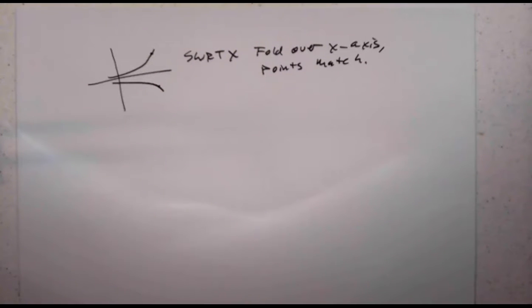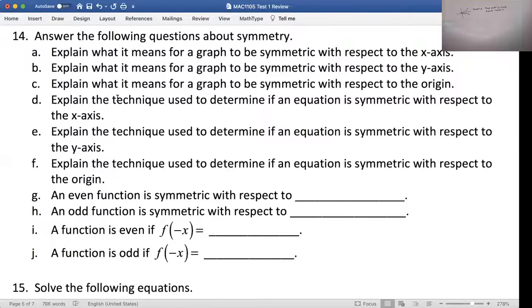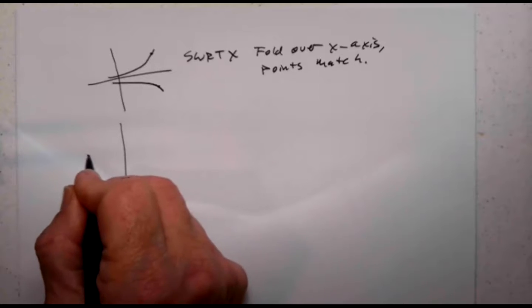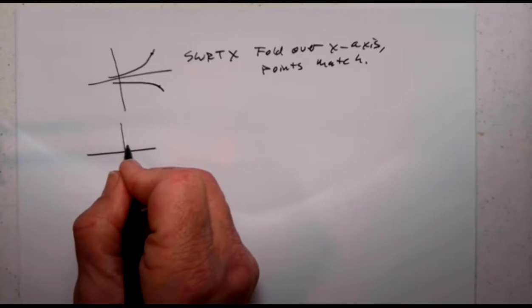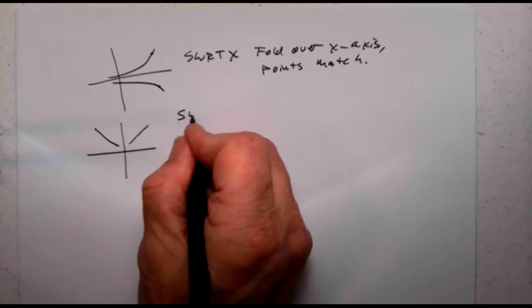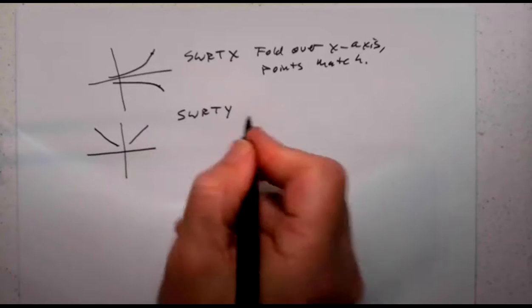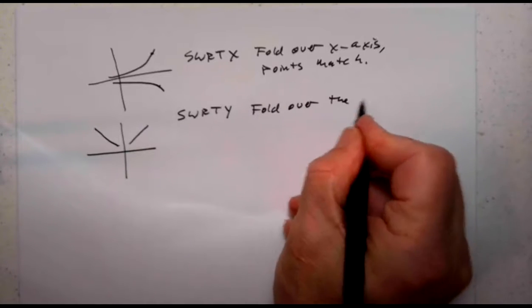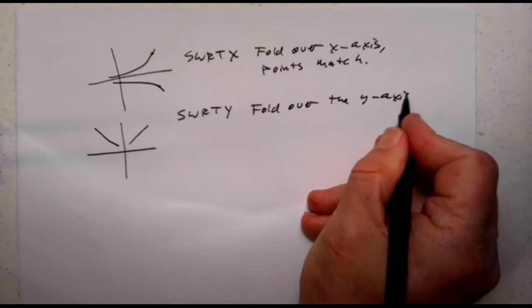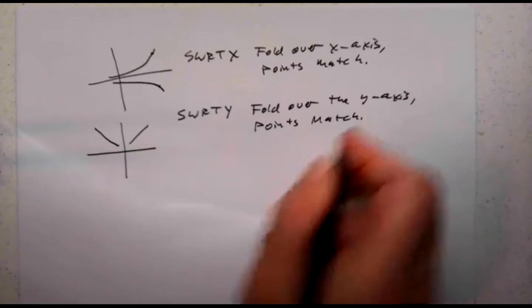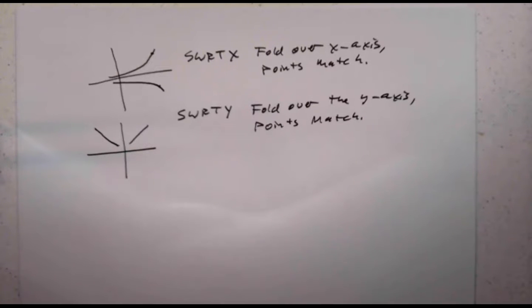The next question that they're asking us to look at is, what does it mean for being symmetric with respect to the y-axis? Well, same argument. If I have something here, I've got to have the equivalent thing over on that side. So symmetric with respect to the y-axis tells me if I fold over the y-axis, the points match. So you should be able to look at graphs and determine whether or not they are symmetric with respect to the y-axis or symmetric with respect to the x-axis.